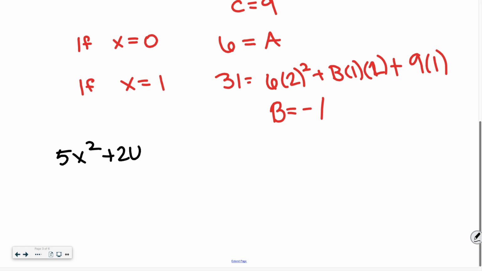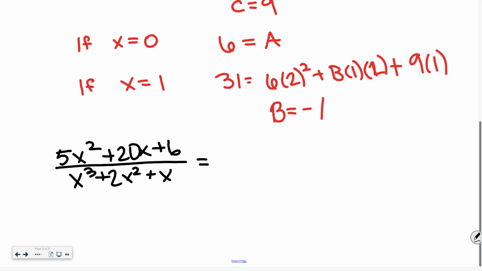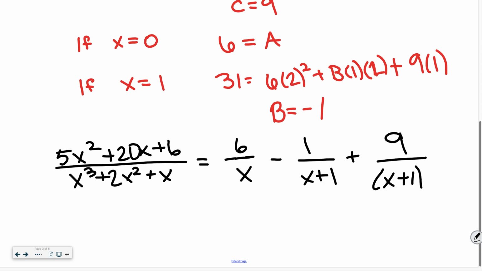Okay, so now at this point we know that our original problem, I'm just rewriting it. You don't necessarily need to. I'm just reminding you what we did. Okay, we set this up to be A over X plus B over X plus 1. Since B is negative, it's fine for you to write plus -1 over X plus 1. It's also fine for you to write -1 over X plus 1, because that would mean the same thing. Whoops, maybe I should actually replace A. What do you think? And then plus C over X plus 1, the quantity squared.